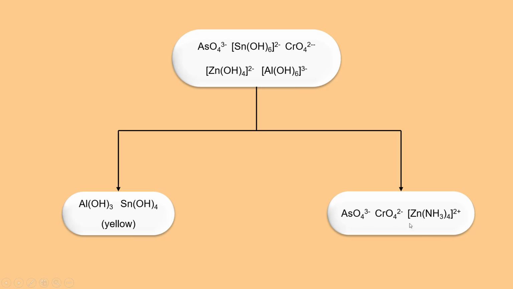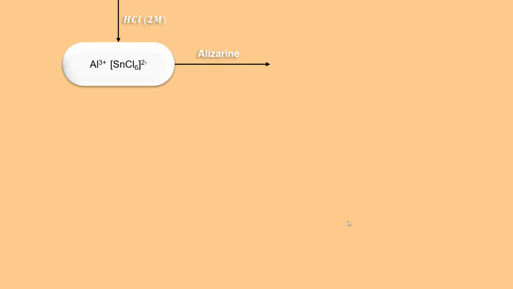However, ammonium chloride is not going to change the fate here. Zinc goes to a tetramine complex, chromate remains as such, and arsenic remains as such. So we are now left with aluminum and tin in a yellow state of solution. So let's proceed further. With this concept, when you have the yellow precipitate, you put some HCl that makes all the things soluble, and you get aluminum and tin chlorocomplex, the hexachlorostannate complex.